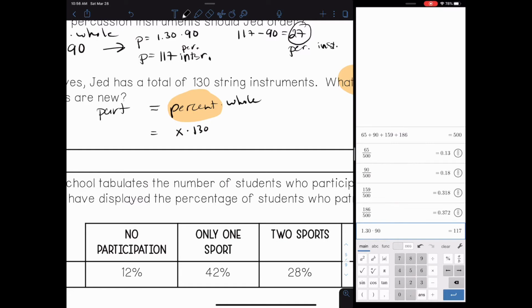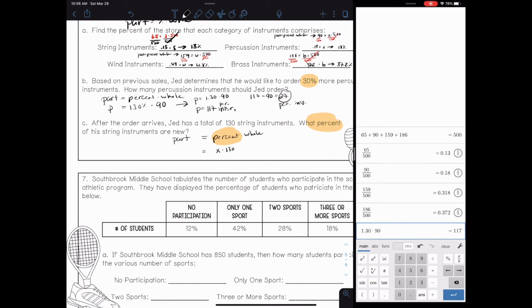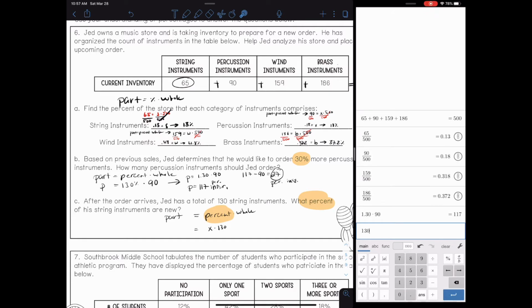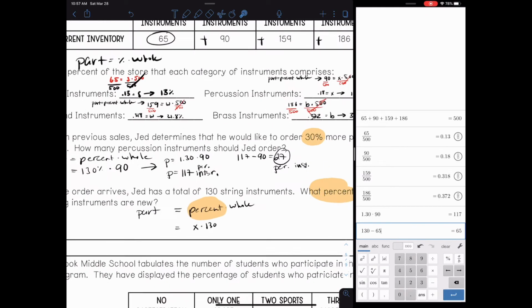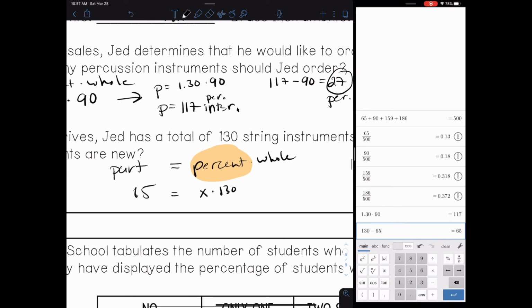And then what's the part? Well, the part is, let's think about it. If he has a total of 130 string instruments, and he had 65 before, well, he had 65 before, he has 130 now. So how much of them are new? Well, it's going to be 130 minus 65, which is 65. Now we have 65 equals x times 130.